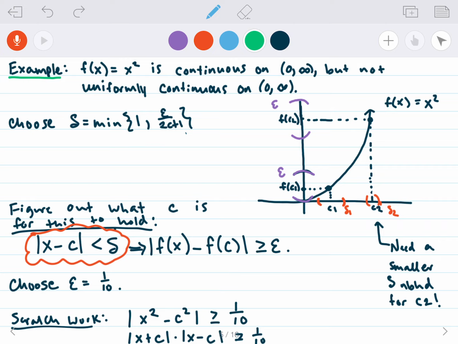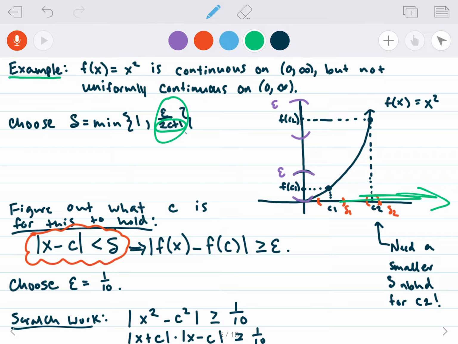And so you can think about this. When c gets bigger and bigger and bigger, this whole thing is going to shrink smaller and smaller. And so the further out you go, the further out your c's go, the smaller your delta neighborhood must be.